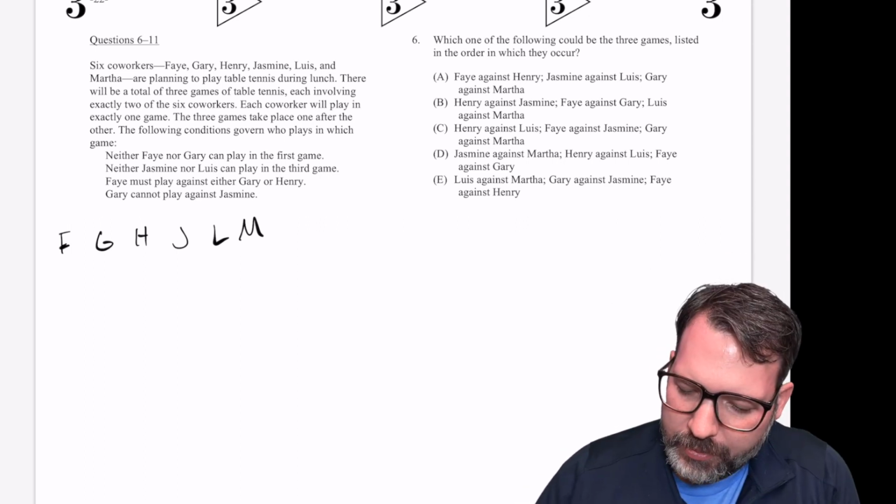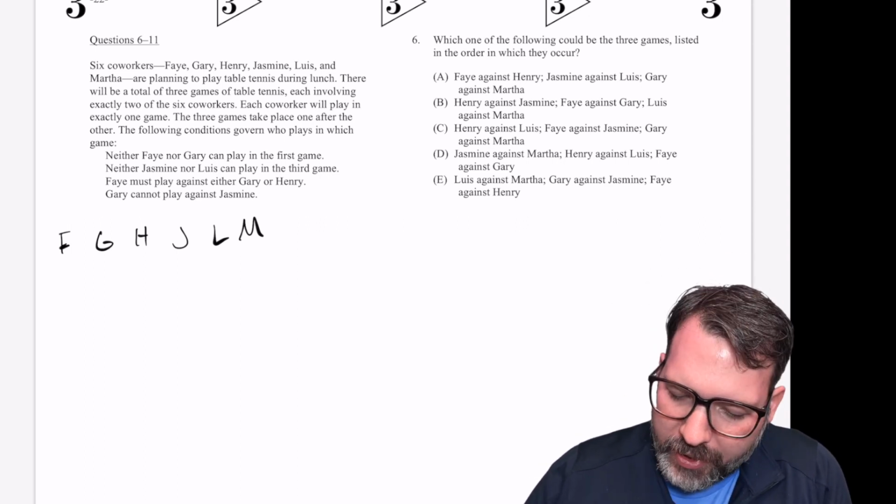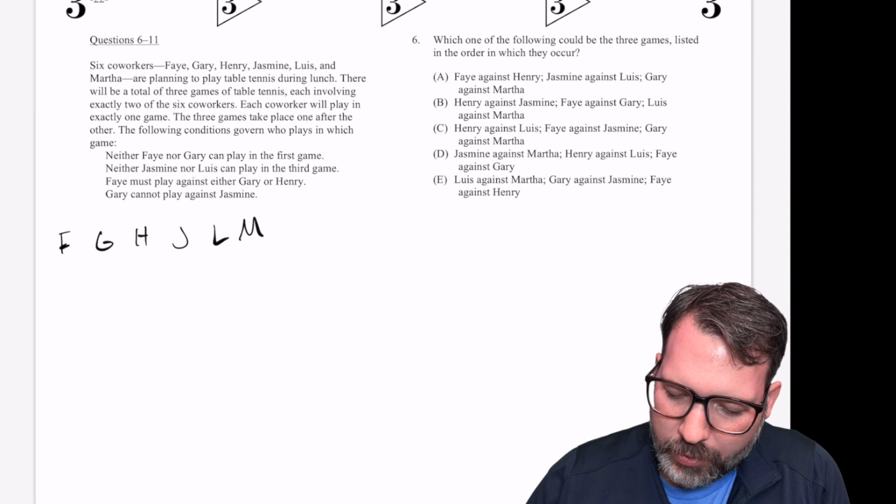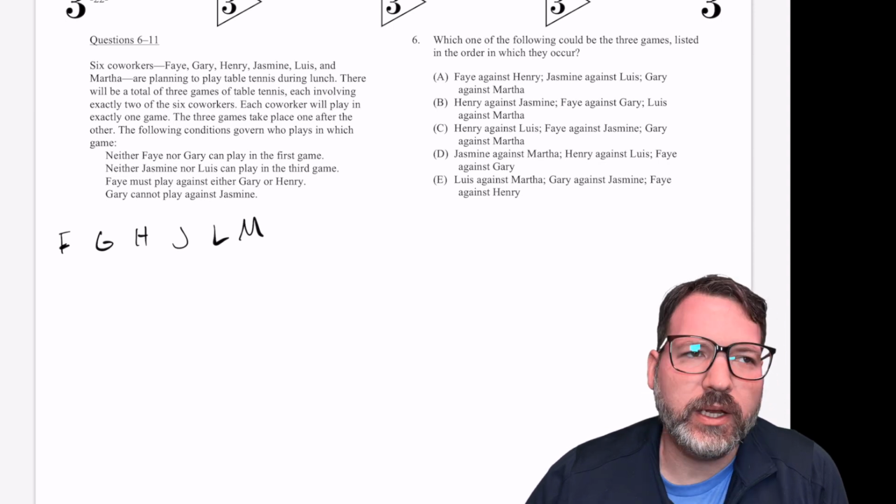Are planning to play table tennis during lunch, of course. There will be a total of 3 games of table tennis, each involving exactly 2 of the 6 co-workers. Each co-worker will play in exactly 1 game. The 3 games take place one after the other. The following conditions govern who plays in which game.